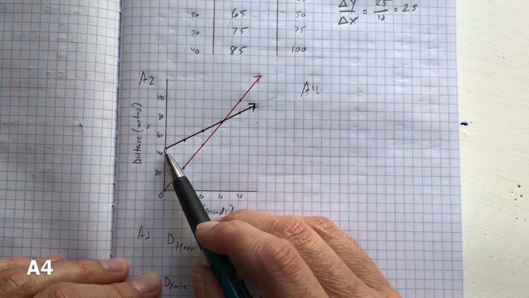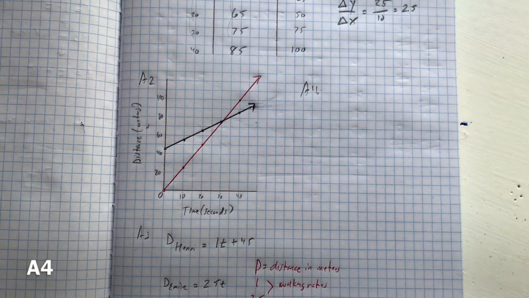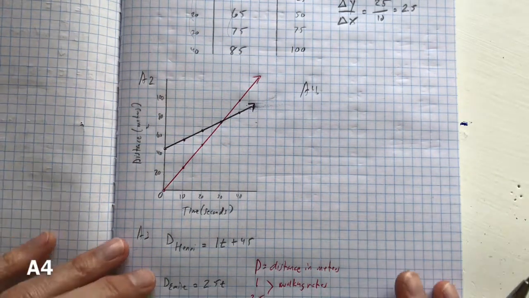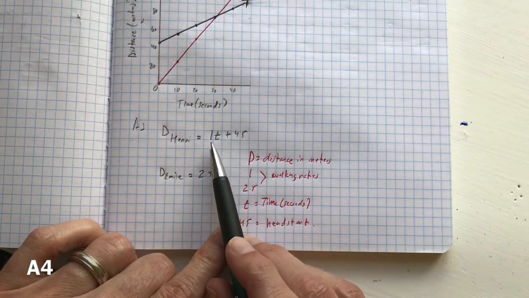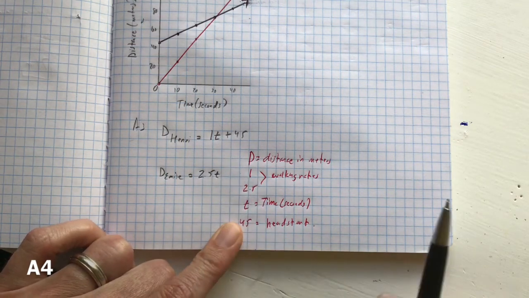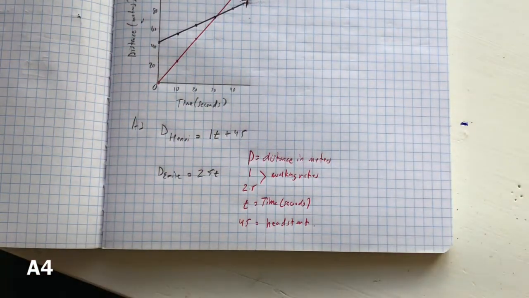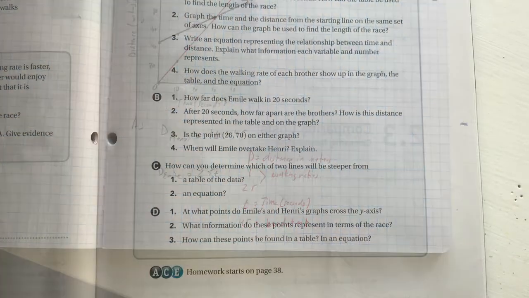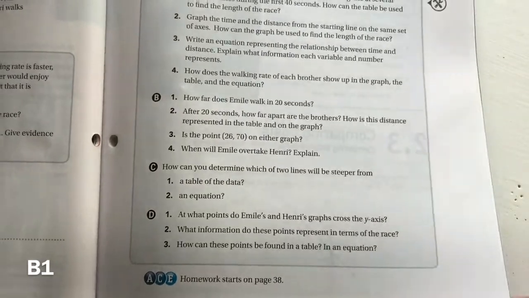So you can see that in this case, this is not a steep line because it is a slower walking rate. And then how do we see it in the equation? As we said up here before, the walking rates are going to be what's multiplied times the time. 2.5 and the 1 multiplied times the t tells us those particular cases. So I know I didn't write anything down, but we definitely talked through those. Next question, B1. How far does Emile walk in 20 seconds?